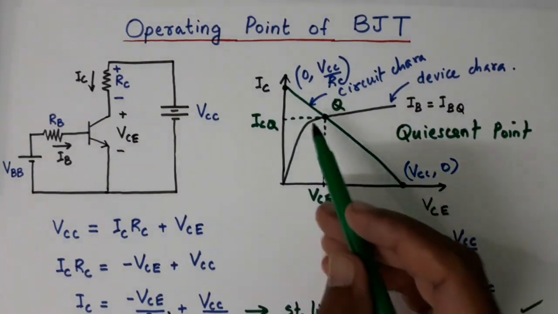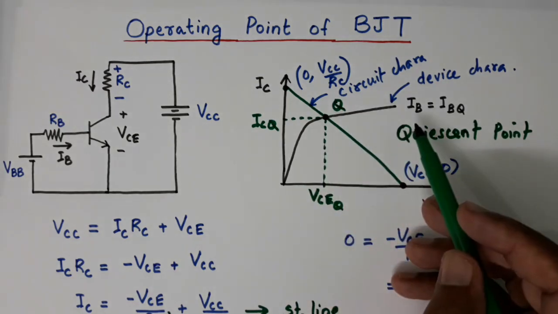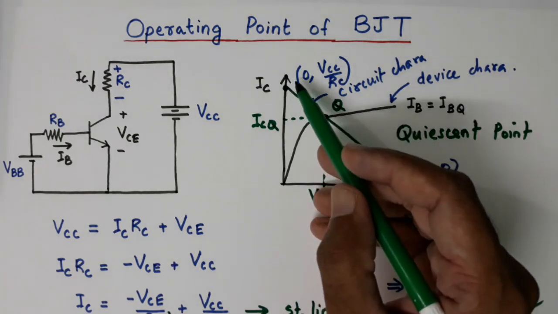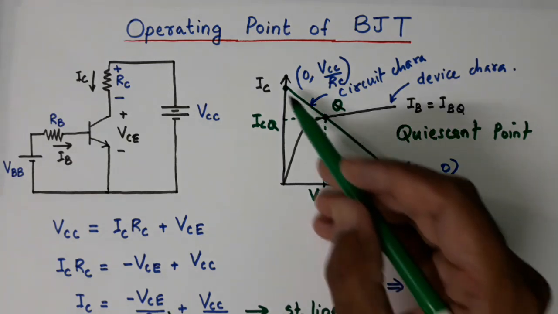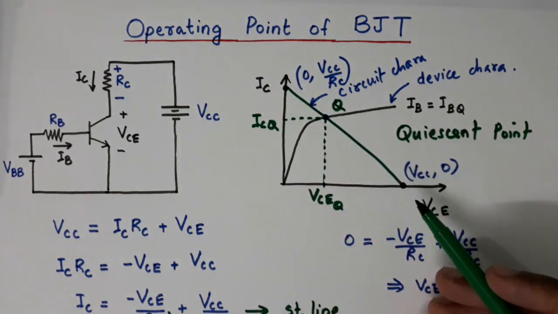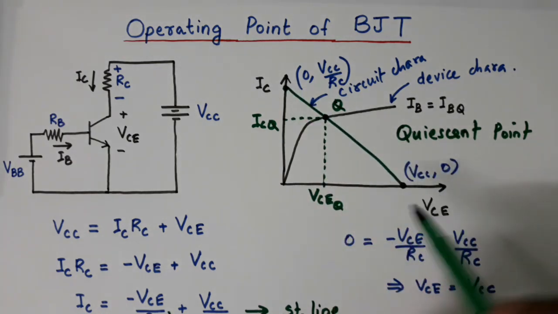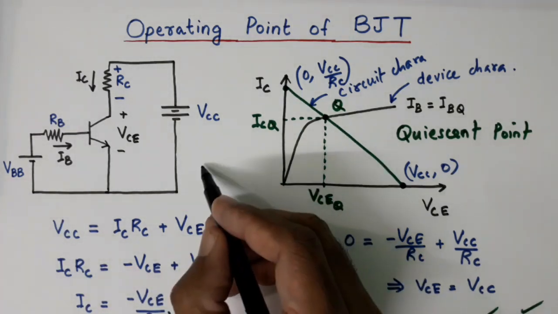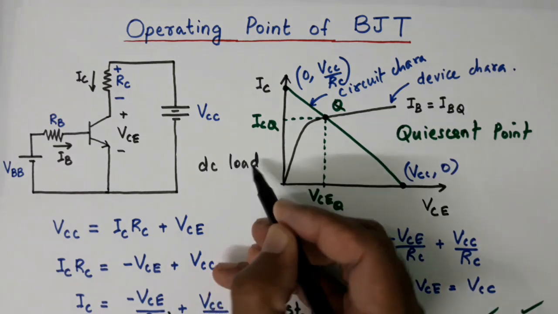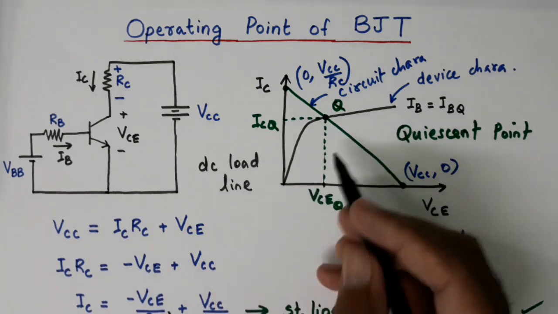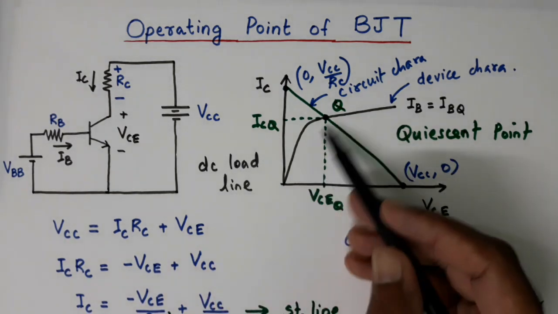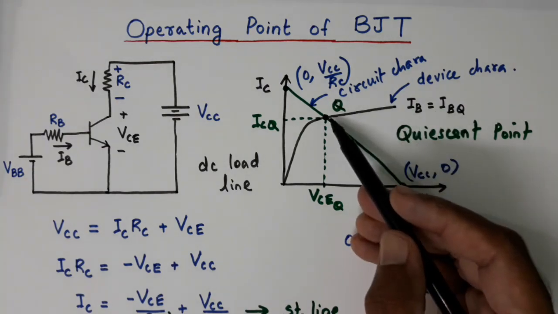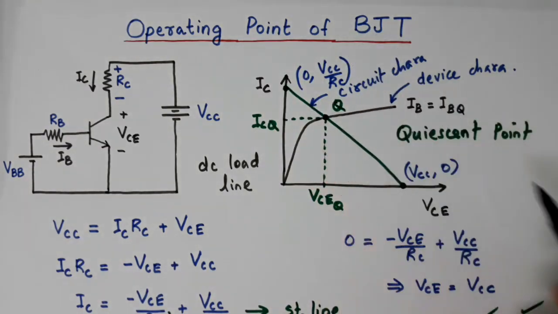So in short, you have to draw the output characteristics and then draw the circuit characteristics represented by this straight line. This straight line is also known as DC load line. So the point of intersection of this DC load line and the device characteristics gives the operating point of the BJT. So we will continue our discussion in the next video. Thank you.